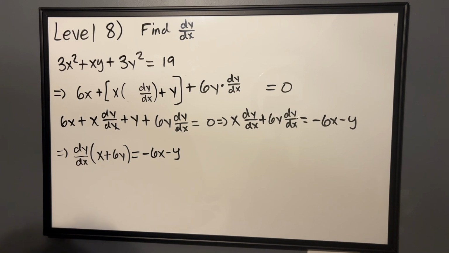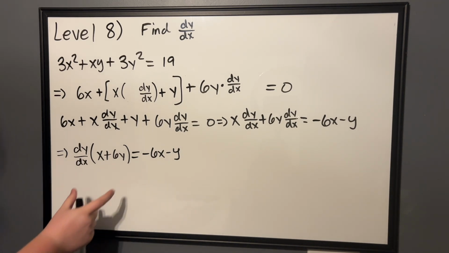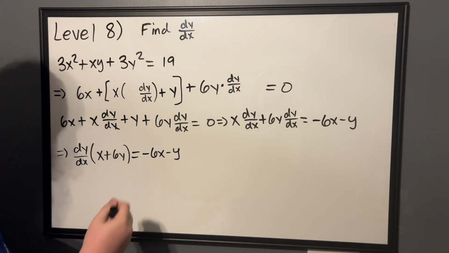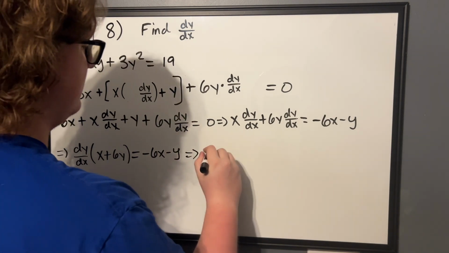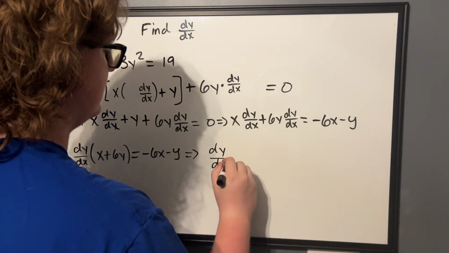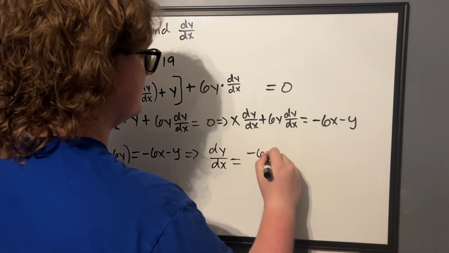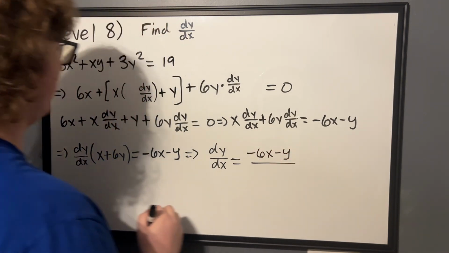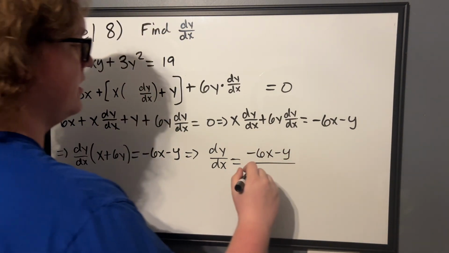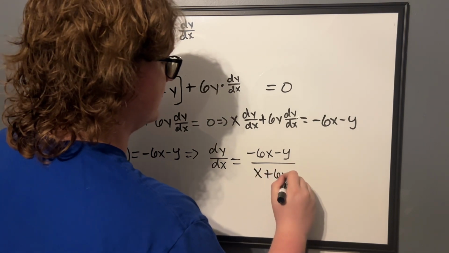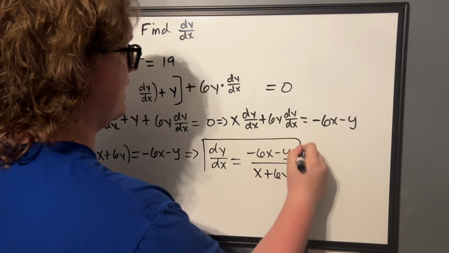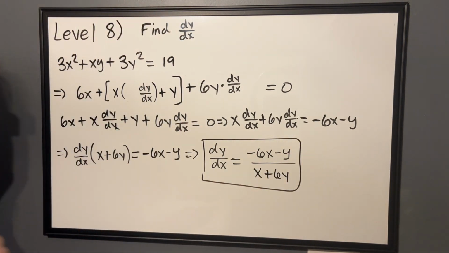And then the final step to solve for dy/dx is we're able to just divide by this whole term over here. So that means dy/dx is going to be equal to minus 6x minus y over this function right here, so it's x plus 6y. And that is our solution for dy/dx.